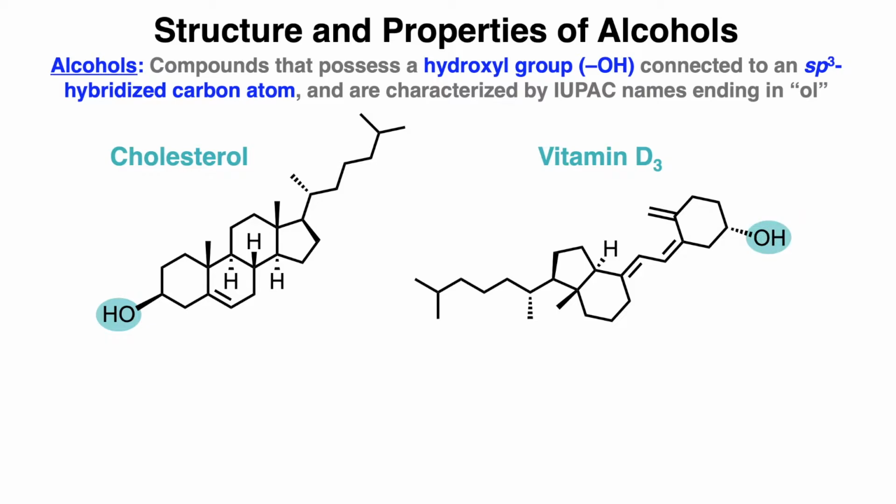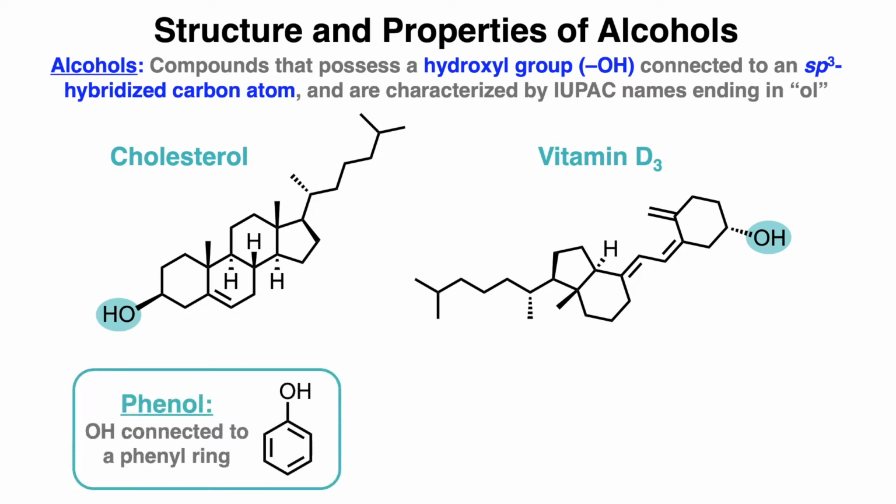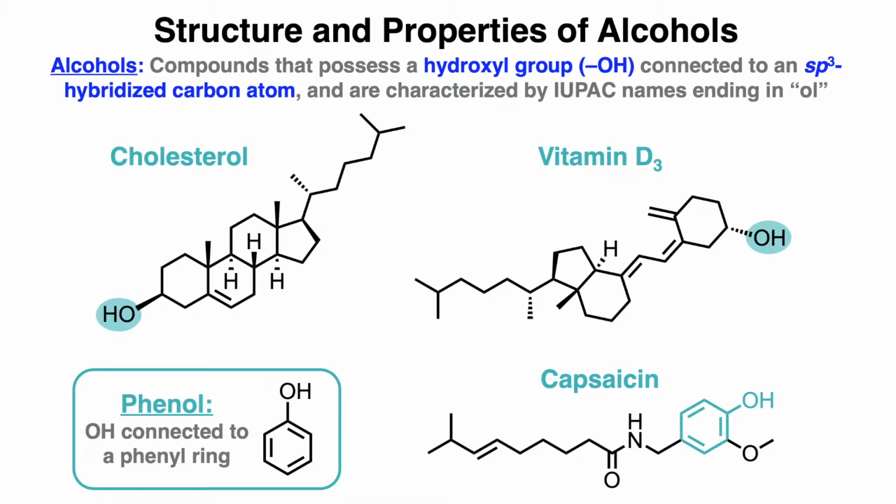An important motif in many molecules is called a phenol, which is a compound that contains an OH group directly connected to a phenyl ring. One example of a substituted phenol is capsaicin, which is the molecule responsible for the spiciness of chili peppers.